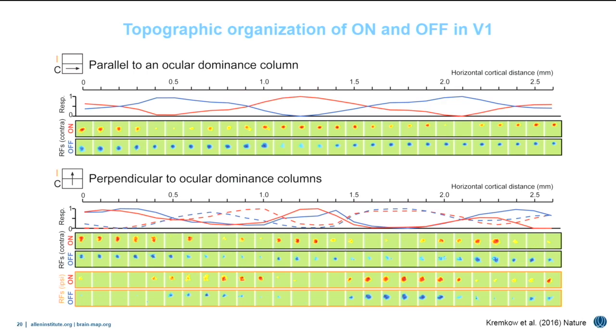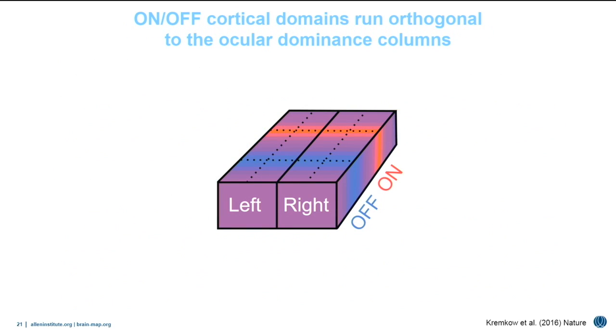So it looked as if, depending on whether you cross a border or you're going along it, these domains are differently organized. We quantified this in many details, the widths of the domains and so on. But it basically boils down to what we concluded from our data: these on and off cortical domains run orthogonal to the ocular dominance columns. This is shown here in this little cartoon, where you have on the left the left eye dominated column, and here the right eye dominated column. This would be the border, and then you have the off and the on domains that run orthogonal to that.